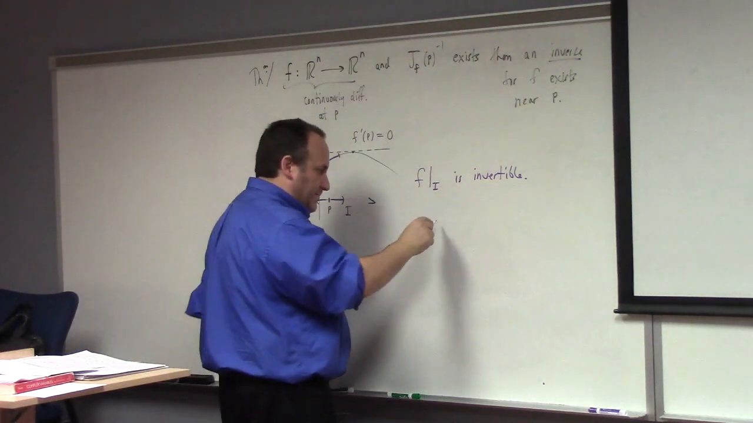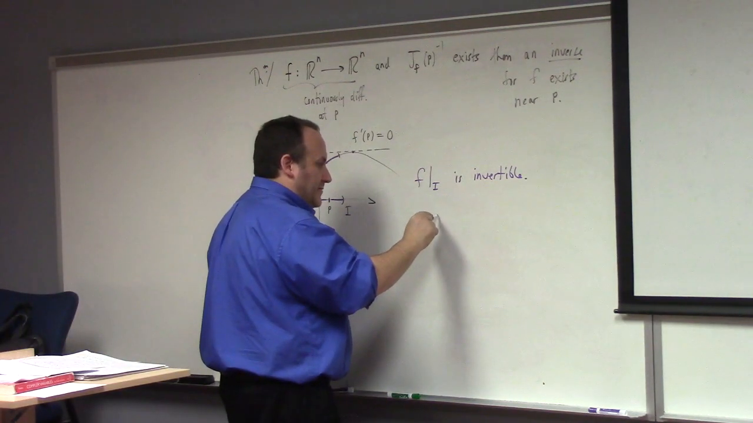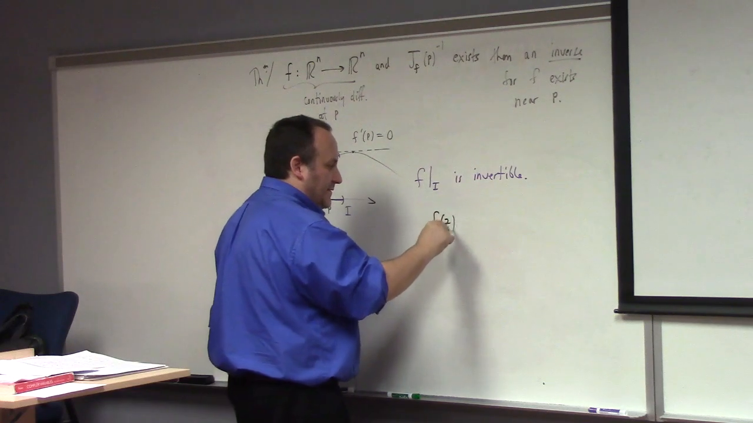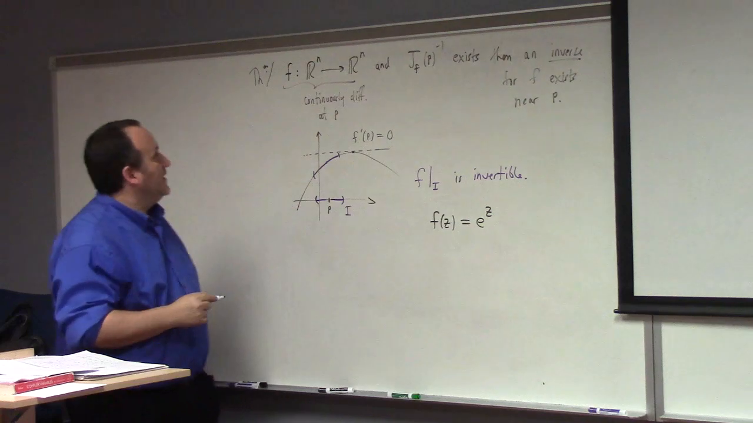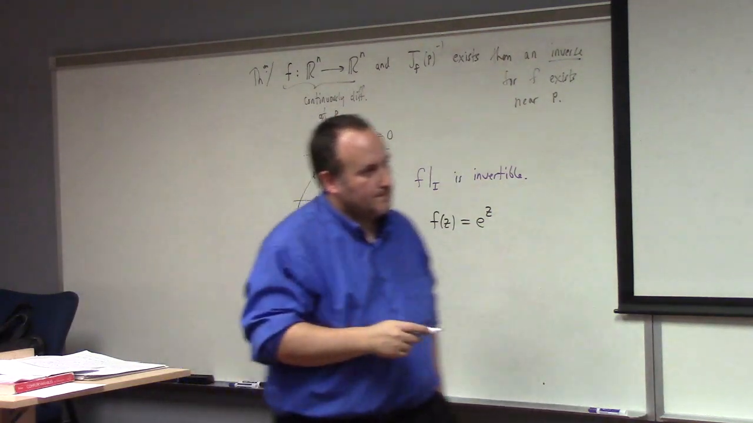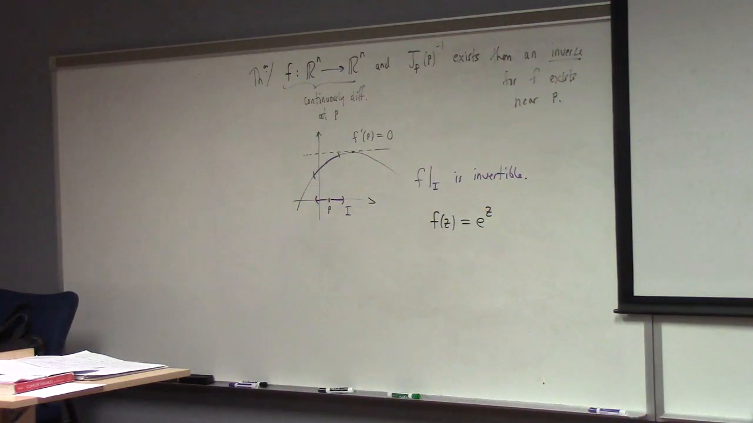So, for example, how about f of z equals e to the z? Example 4.